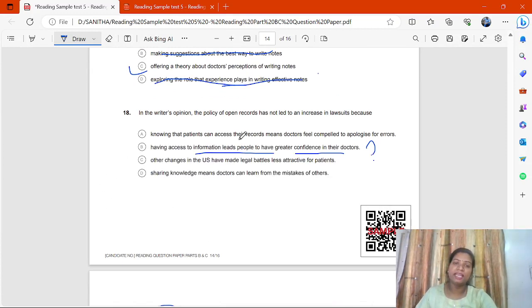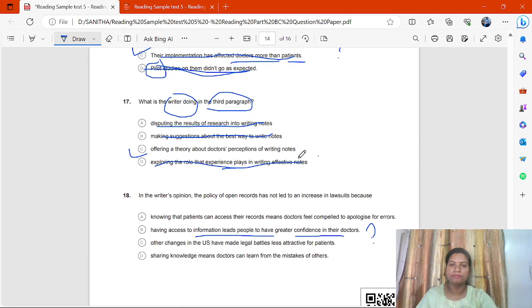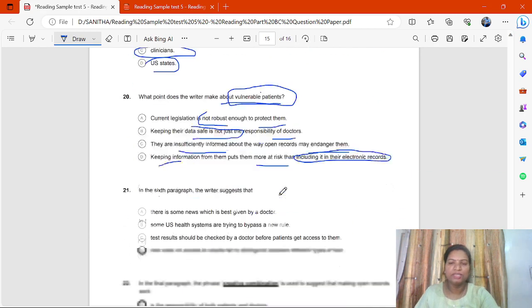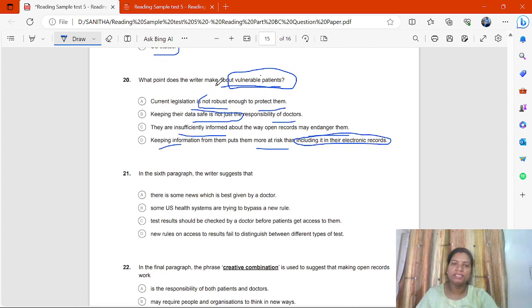Knowing that patients can access their records means doctors will come back to apologize for errors. Okay, one minute, sorry, that is not it. We are discussing the 20th question. What point does the writer make about vulnerable patients?